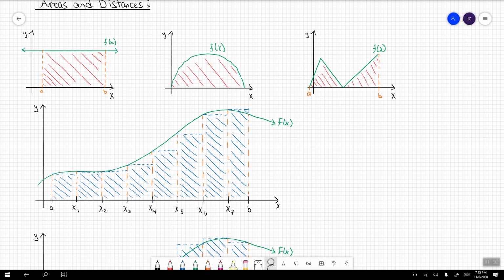It's given on the interval from a to b, and I've subdivided the interval from a to b into 8 equal pieces. So what we'll do here is we will call each subdivision delta x. In other words, every single subdivision has this width, delta x. And the way that we get delta x is by taking the length of the interval, b minus a, and then dividing it by an n value.